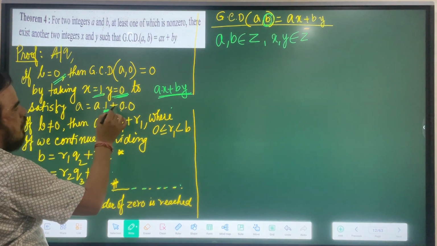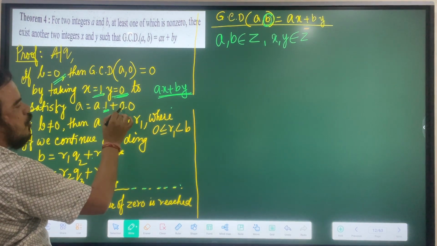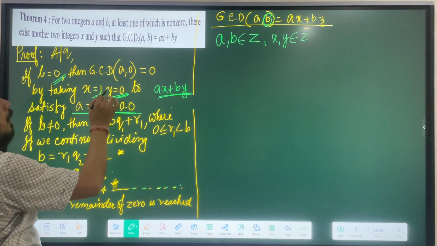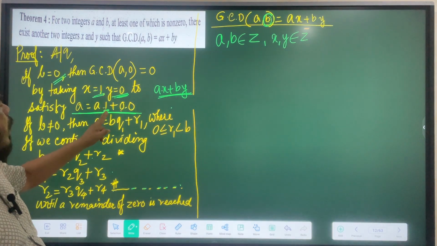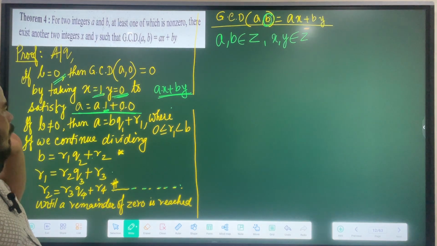So if we do the calculation, a into 1 is a, plus 0 into 0 is 0. So a plus 0 is a. This condition is satisfied by x equals 1, y equals 0, and b equals 0. A equals a into 1 plus 0 into 0. If you do the calculation, you will get back a.